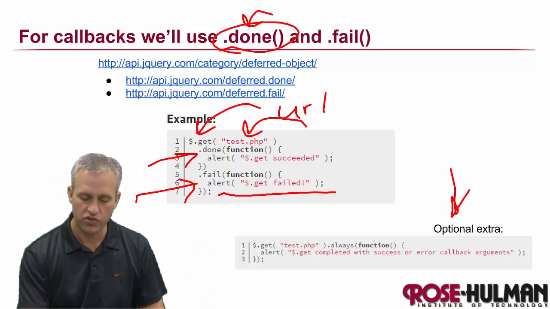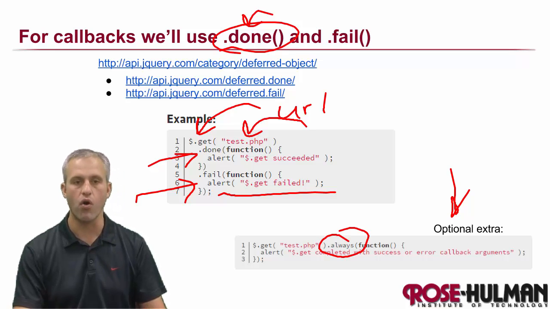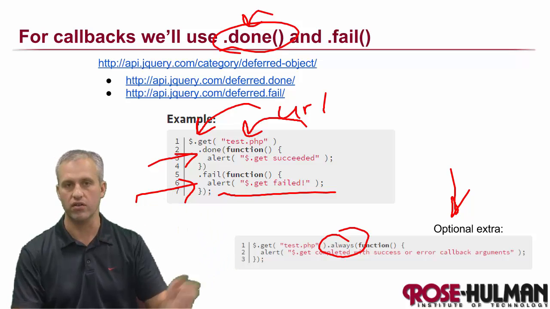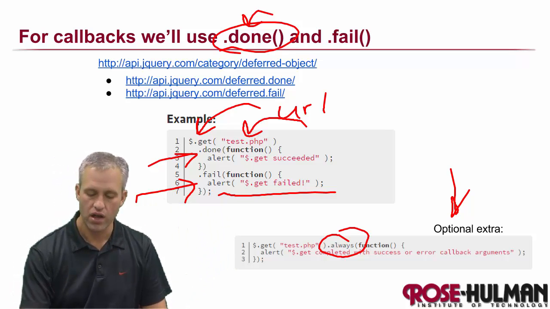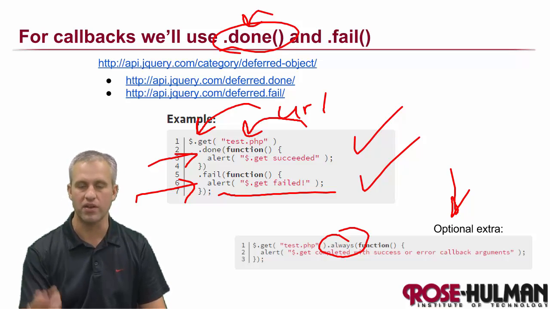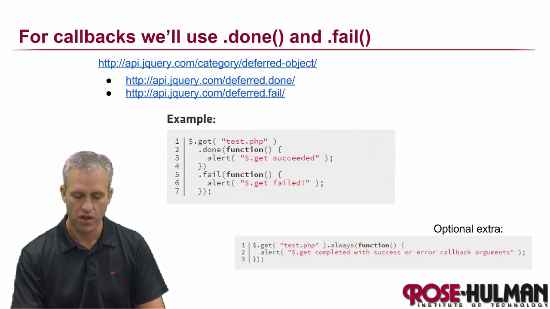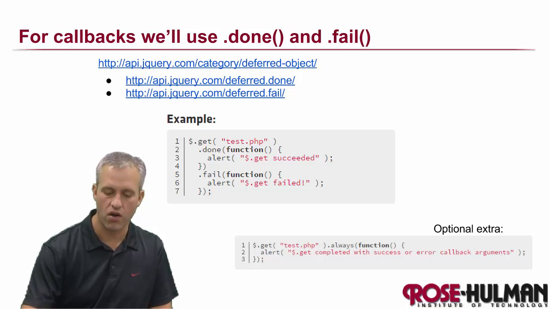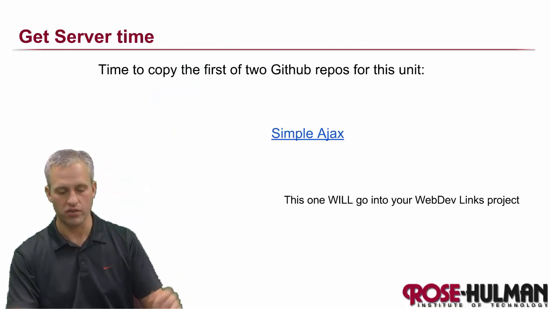Also, in addition to done and fail, there's another one called always. And always is regardless of whether it succeeded or failed. So you can use that one if you want. To be honest, I typically use done and then I print a console message if it failed or something like that. So that's how we're going to be doing our jQuery methods.